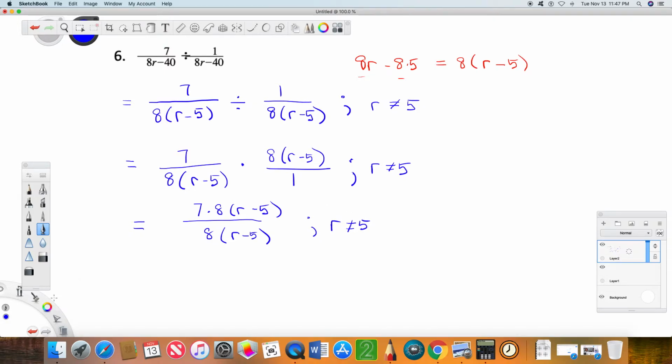So now as a single fraction, I look and say, well, I've got an 8 divided by 8. That gives me a 1. I've got an r minus 5 divided by r minus 5, and that gives me a 1. So 7 divided by 1 is just 7. So this division problem reduces to 7 provided that r is not equal to 5, because it'll never reduce to 7 if r is equal to 5. It'll just be an undefined expression.